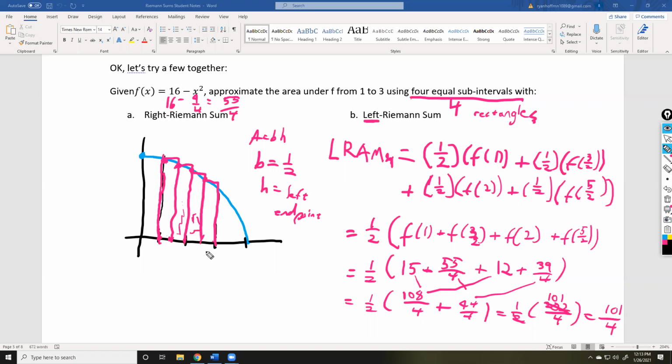So again, this is the guess for what the actual area is. Now, we will eventually have a method for knowing what the exact answer is. But this is a way of getting an approximation. This is a way of getting a guess. And the thinner our rectangles are, the better our guess is going to be. So that's the idea behind this one.